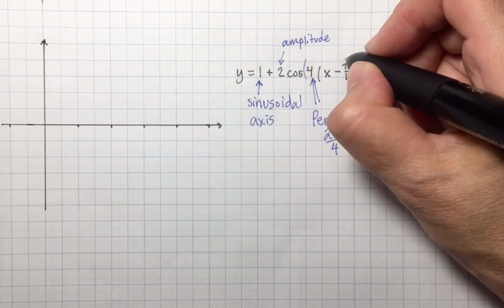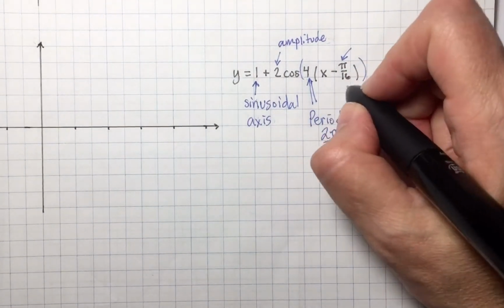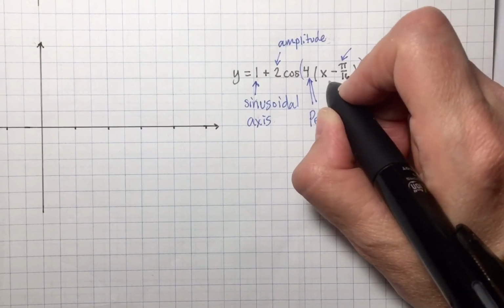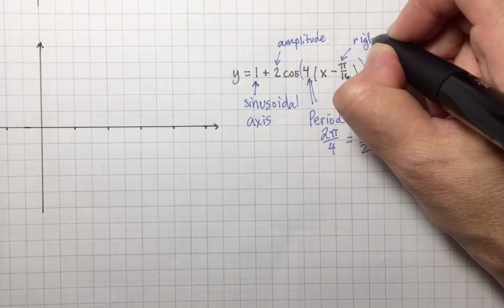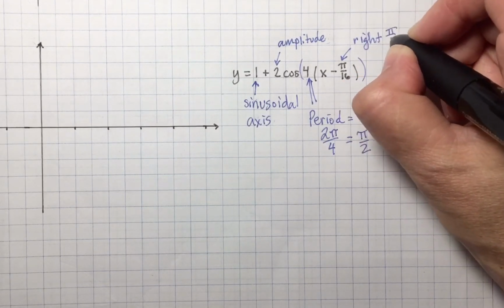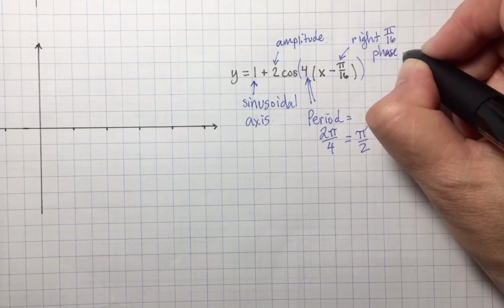And then finally, this last bit, when you subtract on the inside, it's what makes this guy 0. A pi over 16 makes a 0. So this tells us we go right pi over 16, and that is called the phase displacement. I always forget that though.